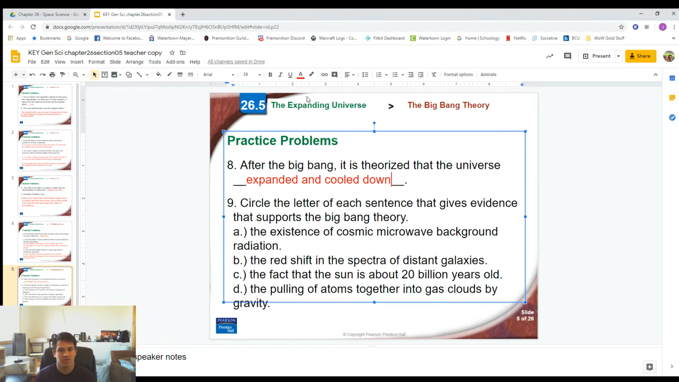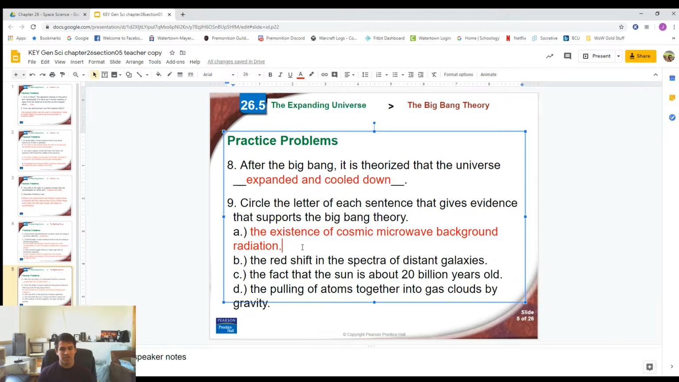Number 9, circle the letter of each sentence that gives evidence that supports the Big Bang Theory. So, letter A, the existence of cosmic microwave background radiation. That is something that supports the Big Bang Theory and is evidence of it. Cosmic microwave background radiation, we believe, is radiation left over from the Big Bang itself.